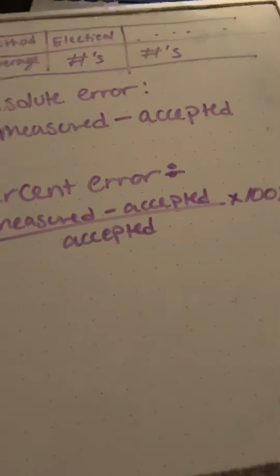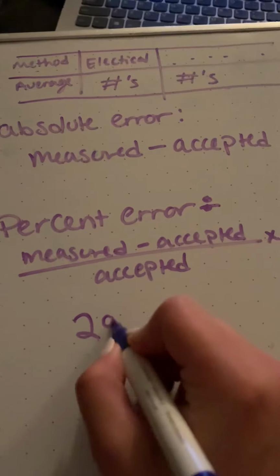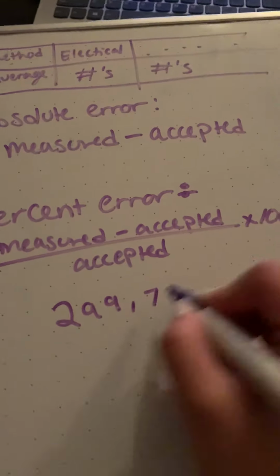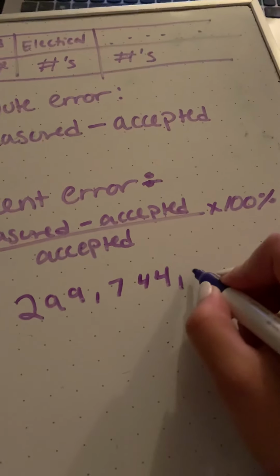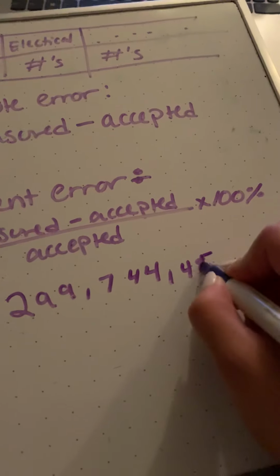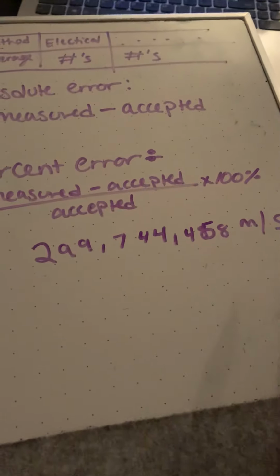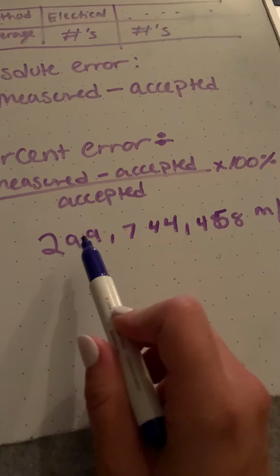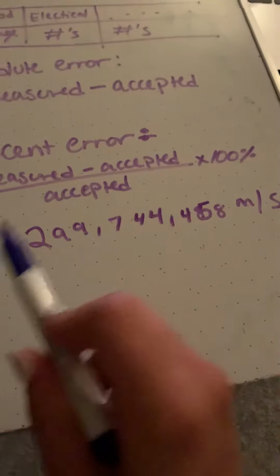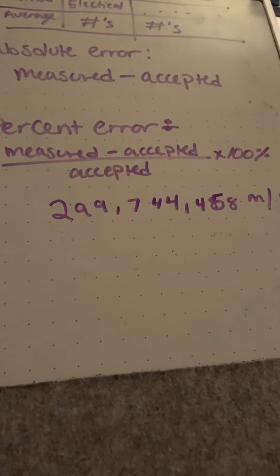So say we know that the speed of light is 299,744,458 meters per second, okay? That's the speed of light. This is the accepted value, okay? These would always be given to you. These are values that you could find in a book or some kind of encyclopedia of accepted values.